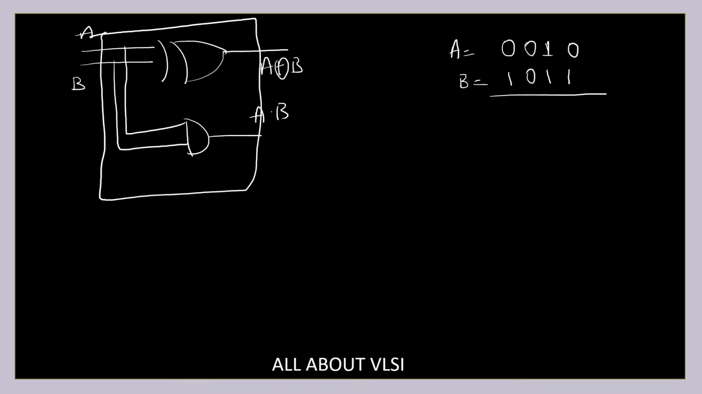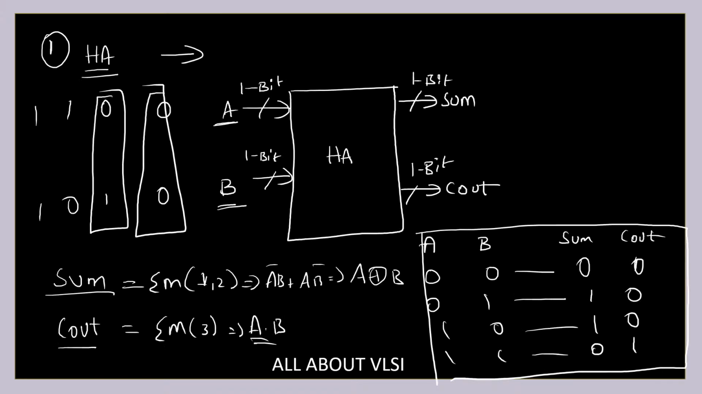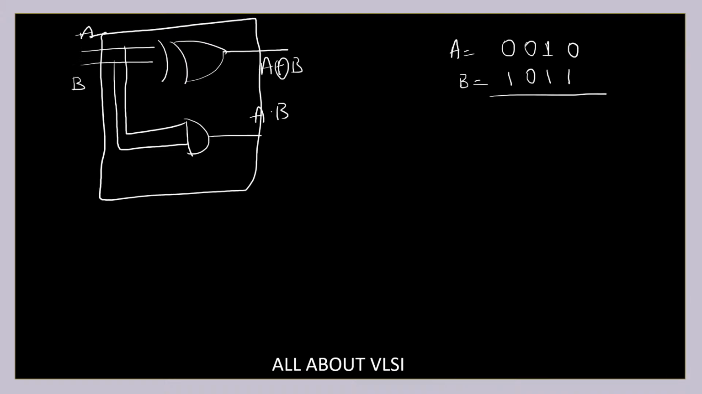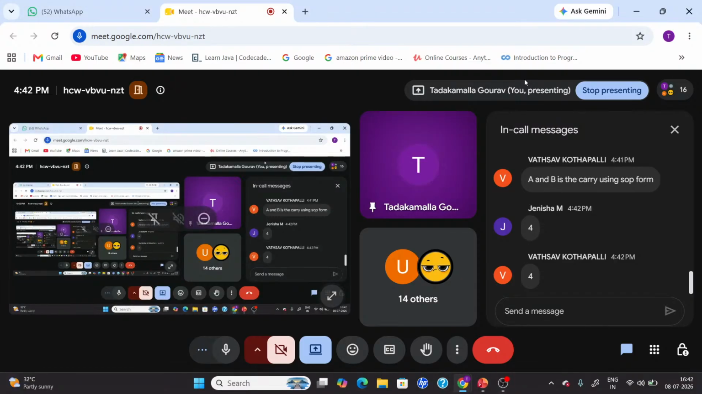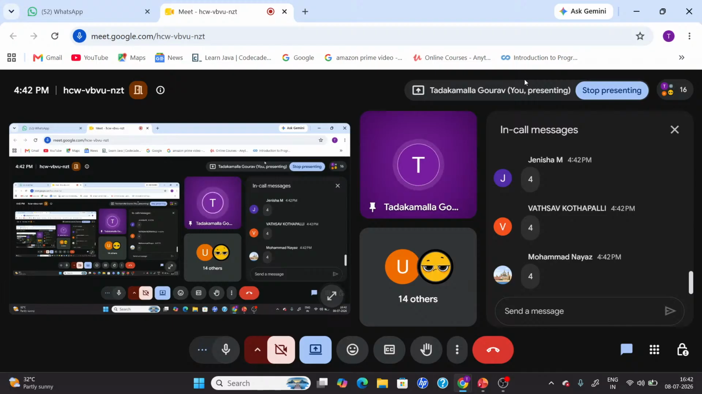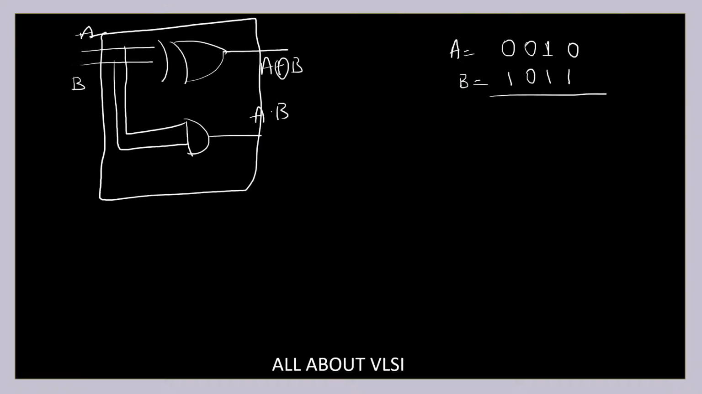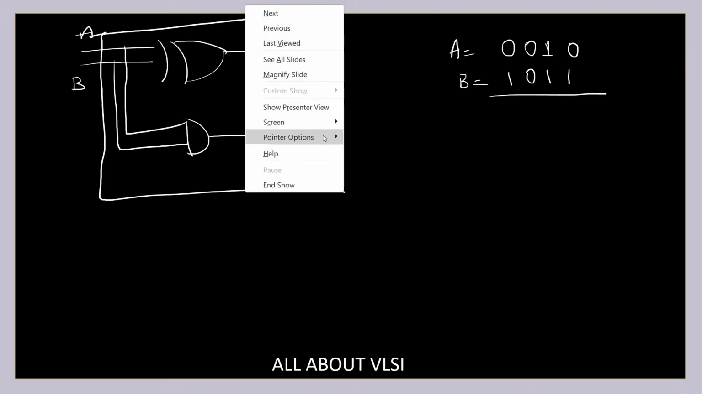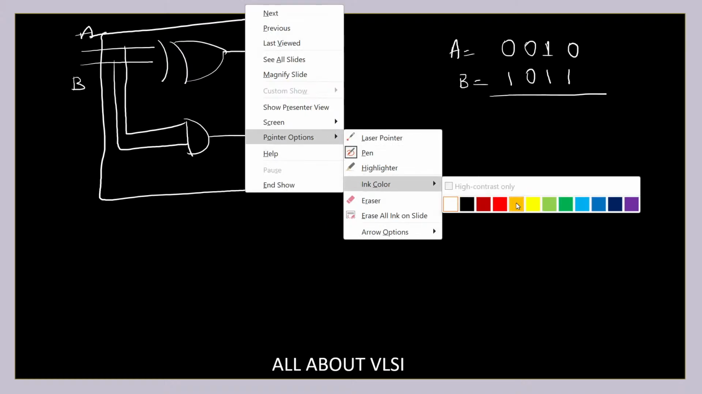So my question is, a half adder can add only single bit numbers. Then for adding 4-bit numbers, how many half adders do I need? Is the question. For adding 4-bit numbers, how many half adders do I need? Is the question.